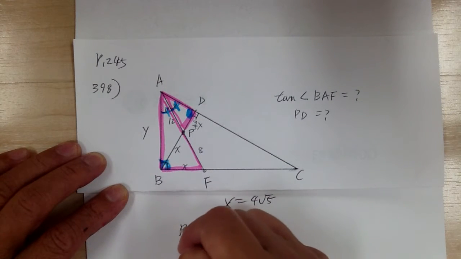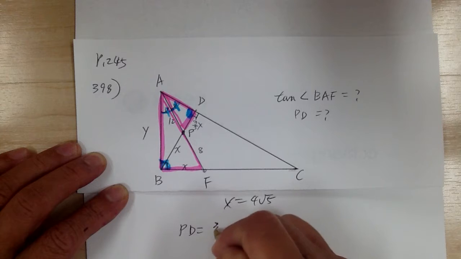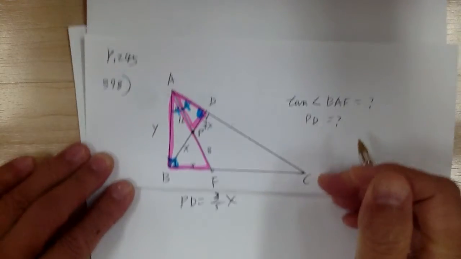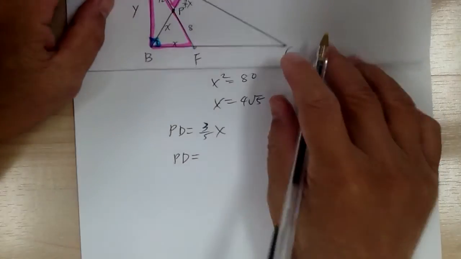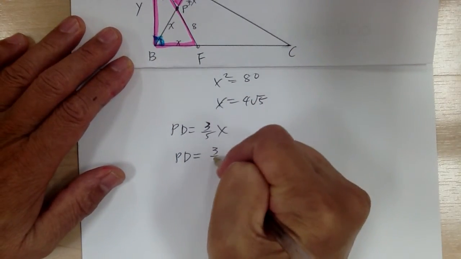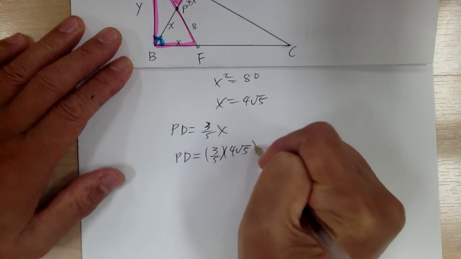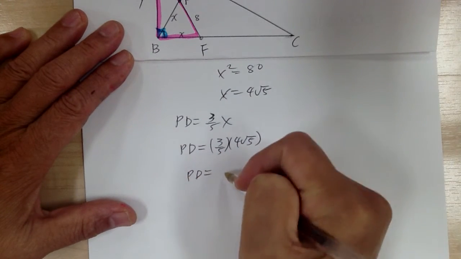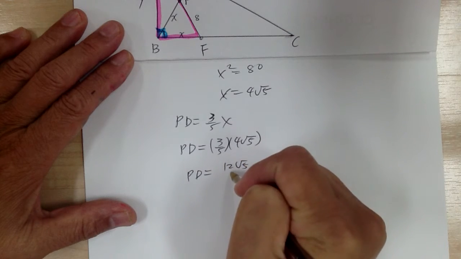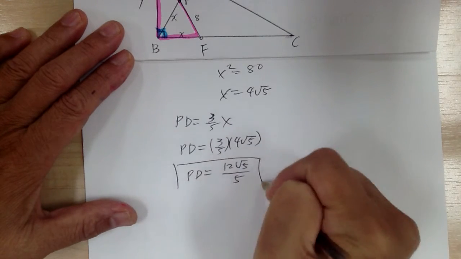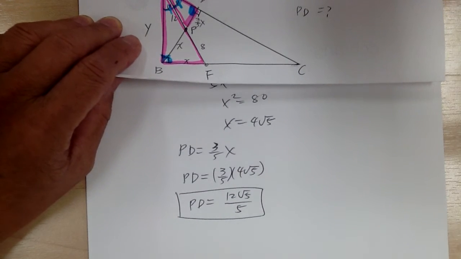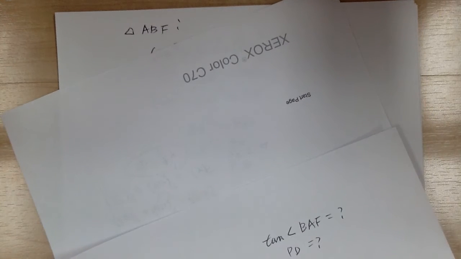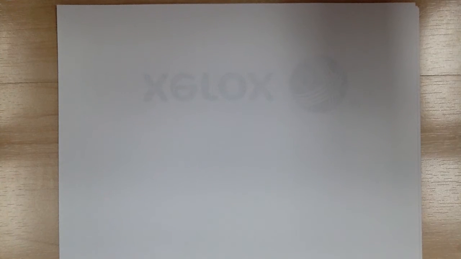So PD equal to 3 over 5 x. So PD equals 3 over 5 times 4 square root of 5. So PD equal to 12 square root of 5 over 5. Okay, let's go to the next one.